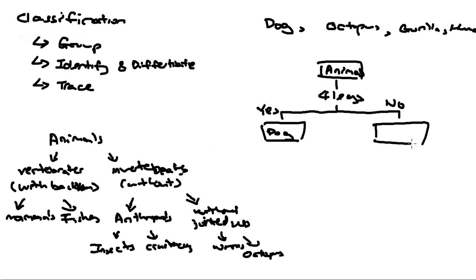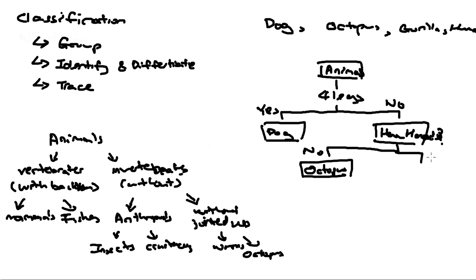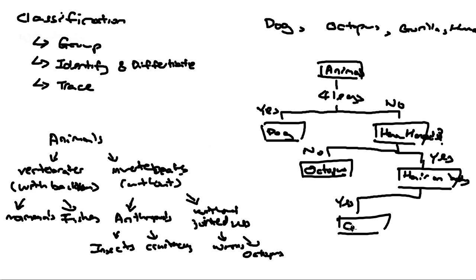So we can ask, does it have hands? And if the answer is no, we know that it's the octopus because out of the group, only the octopus does not have hands. And if it's a yes, it's between the gorilla and the human. So we have to ask a question like, does it have hair on the body? And if it's a yes, the gorilla. And if it's no, it's a human.